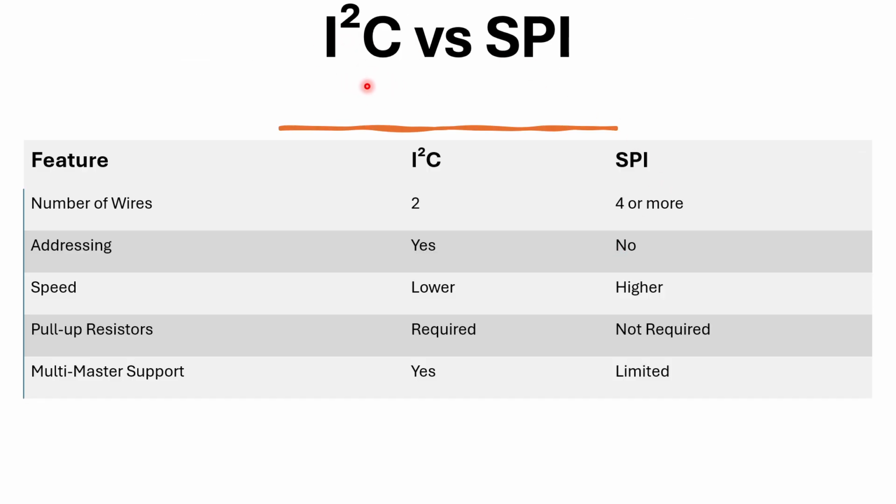And let's see the comparison between the I2C and SPI communication protocols. First we see the feature, and then I2C and SPI. Number of wires: in I2C two wires are used, but in SPI four wires are used. Addressing: addressing is used in I2C, but SPI has no addressing; it is not an address-based protocol. Speed: in I2C the speed is lower, and SPI is higher speed. Pull-up resistors are required in I2C, but not in SPI. Multi-master support: yes, I2C supports multi-master communication, but in SPI it is limited.